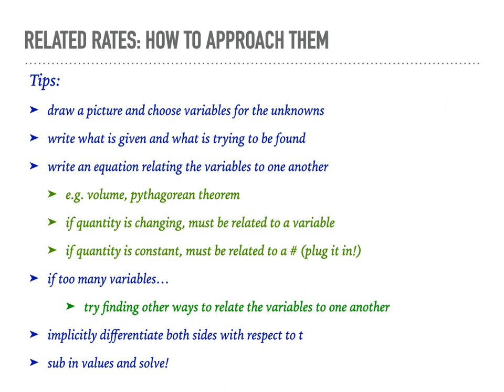is always helpful. Now, if there's too many variables and not enough equations, try finding other ways to relate the variables to one another. Try finding out a different equation that you could write, because a lot of times you would need to write more than just one equation. And then you have to implicitly differentiate both sides with respect to t, which is respect to time. So in these types of equations, you have to figure out its relationships with respect to time.